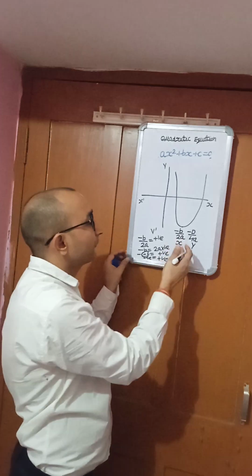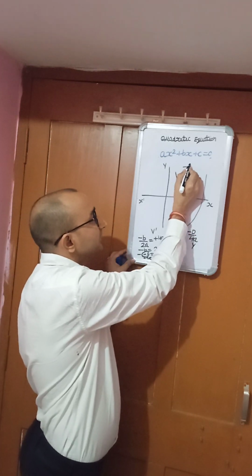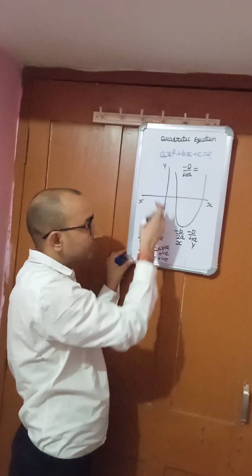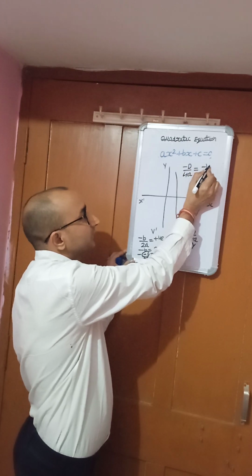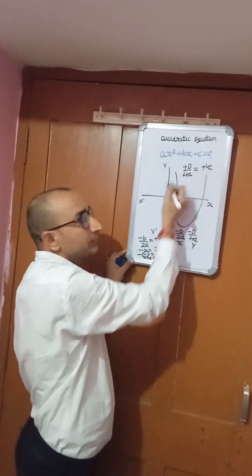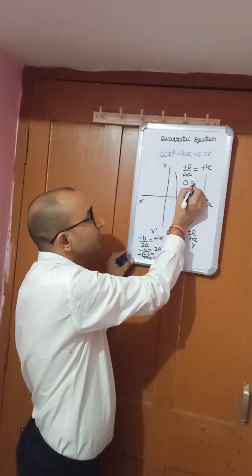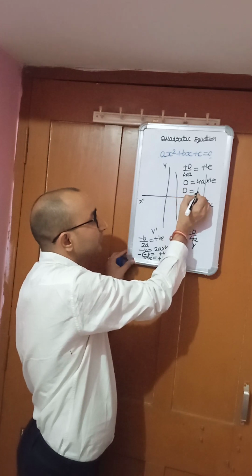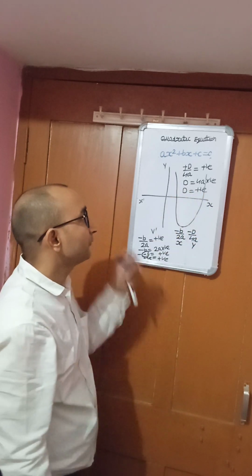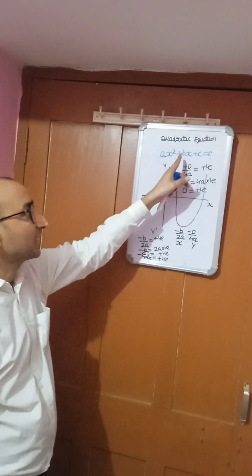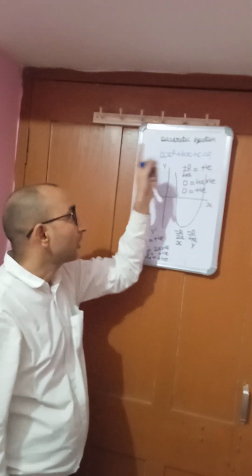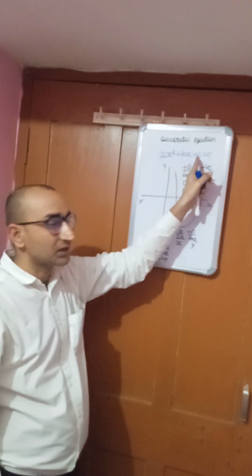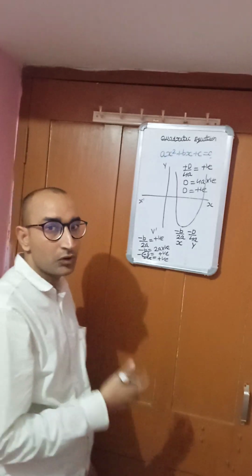In the same way, we can find the sign of D. See here, minus D by 4a, and in the fourth quadrant y is negative, so write negative. Negative cancels out, so D becomes 4a into positive, which means D is positive here. In this way we can find the sign of a, sign of b, sign of c, which is a very important concept.